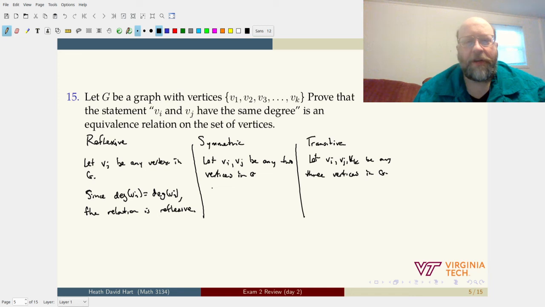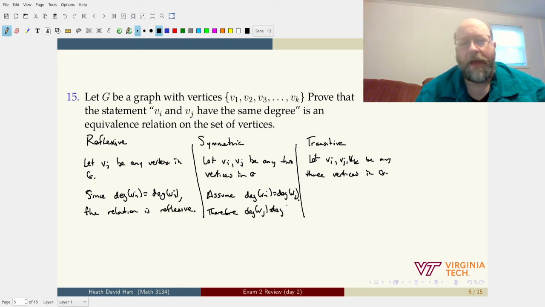All right, for symmetric, now we're going to make an assumption. Assume that the degree of VI is equal to the degree of VJ. Well, therefore, the degree of VJ is equal to the degree of VI, because the equal sign is symmetric, and so this relation is also symmetric. Symmetric is if we have the relation in one direction, we have the same relation in the other direction. So the relation is symmetric.